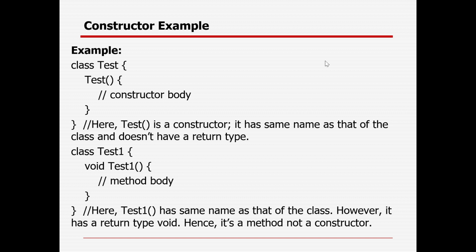Here you could try to give a simple example. You could see the constructor body is here in the class, and the constructor name will be the same as the class name and without a return type. But in case you give a return type, it will be treated as a method, not a constructor.